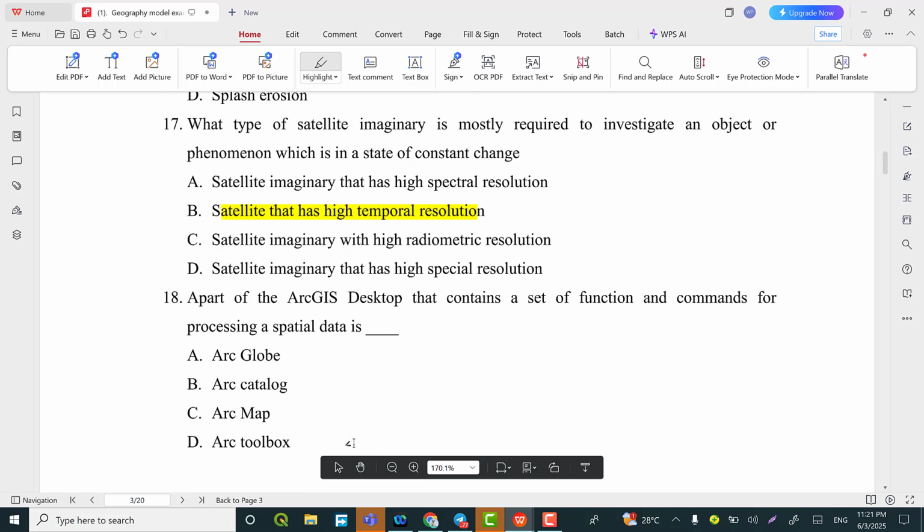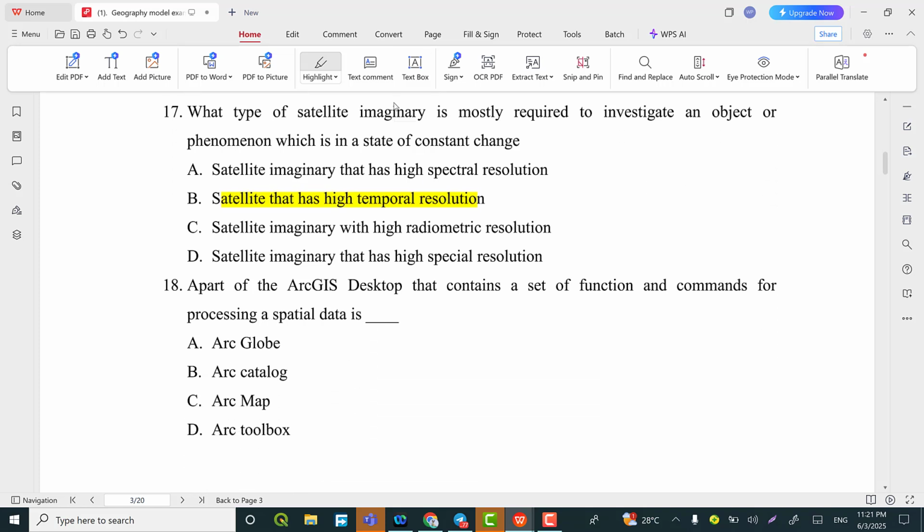Question number 80. Parts of the ArcGIS desktop that contain a set of functions and commands for processing spatial data are: A, ArcGlobe, B, ArcCatalog, C, ArcMap, D.